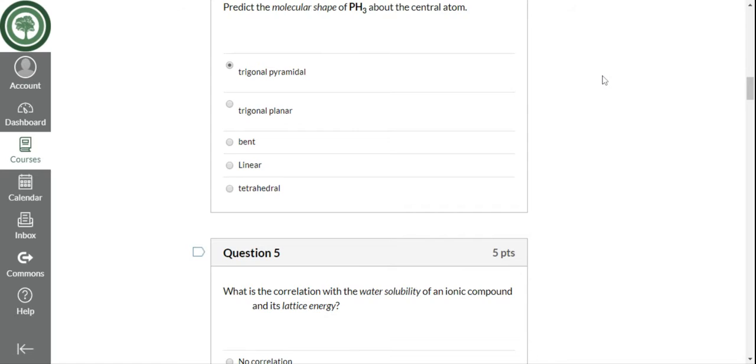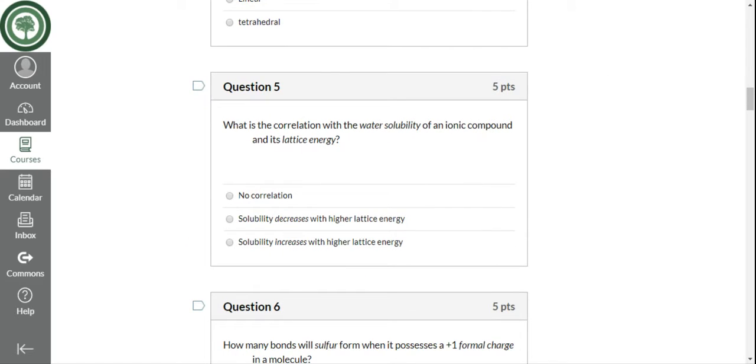Next up, we have what's the correlation between water solubility and lattice energy? So again, make sure you know lattice energy is the strength of an ionic compound. So the higher the lattice energy, the more energy needed to break it apart. And so if you're going to dissolve an ionic compound in water, then the ions have to be able to dissociate. But if lattice energy is too high, water can't pull them apart, and it is not soluble. So as lattice energy goes up, solubility goes down. And so we can see that right here.